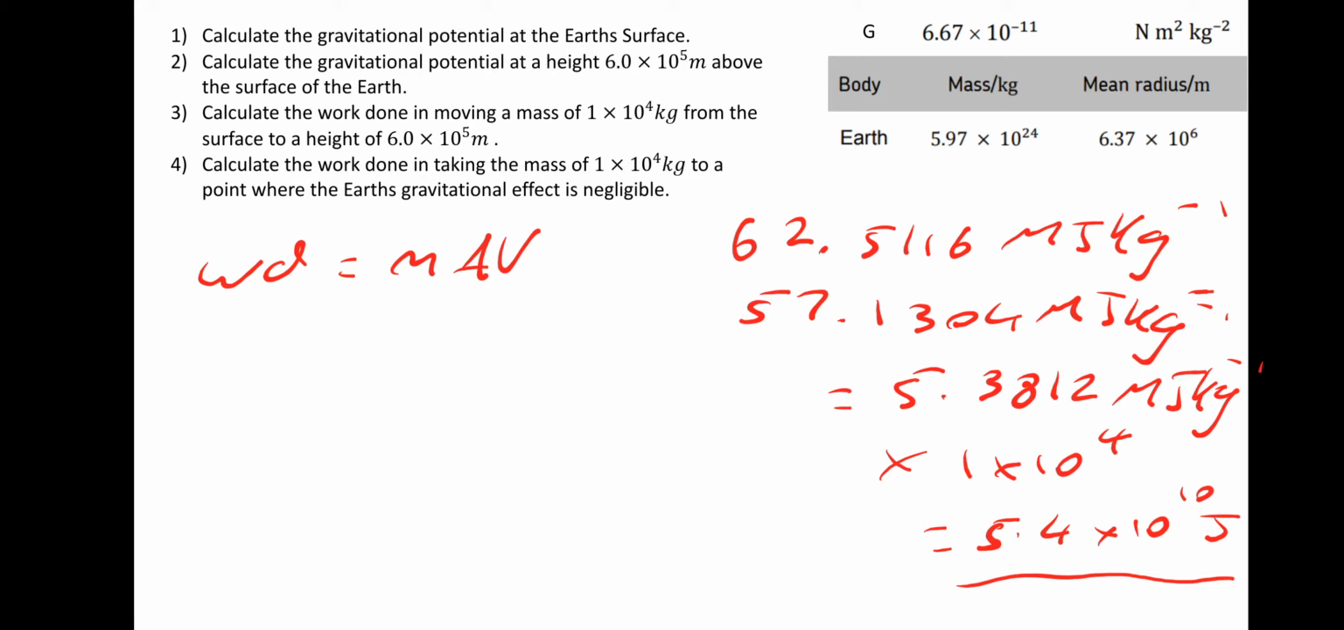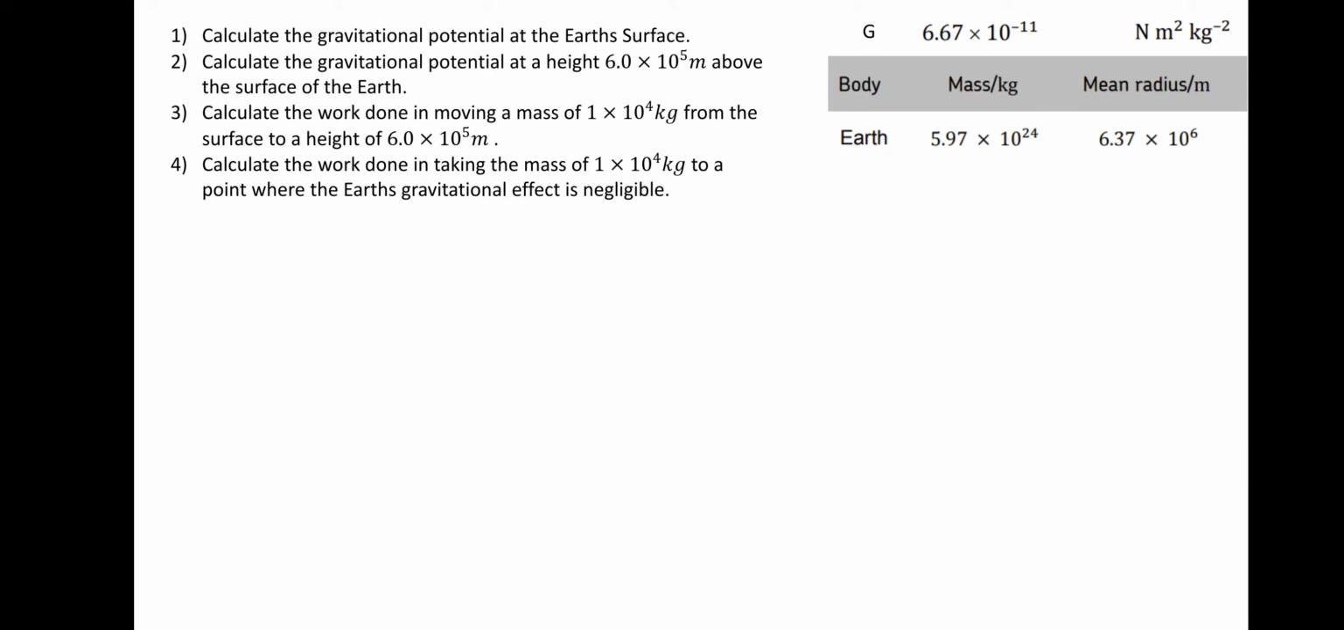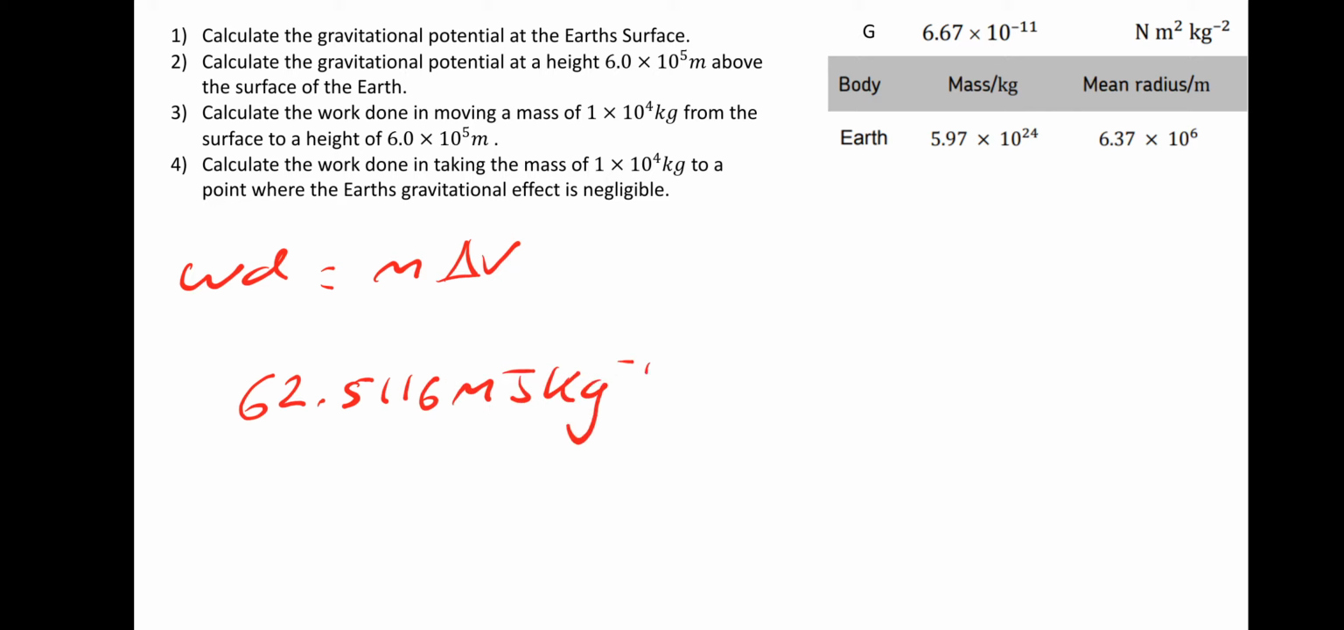So the last one: calculate the work done in taking the mass of 1 times 10 to the 4 kilograms to a point where the Earth's gravitational effect is negligible. So this is a common question. So we need to do work done is mass times change in potential. And the mass starts on the surface of the Earth. So the potential at the surface of the Earth was 62.5116 megajoules per kilogram. And the point where the gravitational effect of the Earth is negligible is infinity.